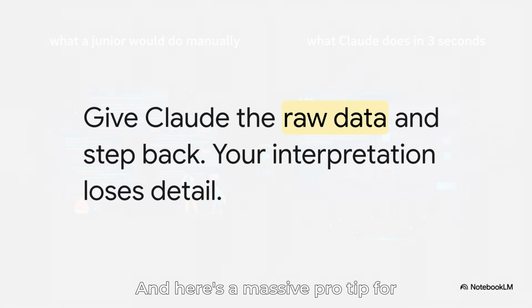And here's a massive pro tip for AI-assisted debugging. Give Claude the raw data and just step out of the way. Seriously, stop summarizing the issue in your own words. When you do that, you're actually adding layers of abstraction and losing the exact technical detail that Claude needs to do its job. So just pipe the raw terminal output, the CI pipeline logs, or literally the raw Slack thread directly into Claude and let it do the heavy lifting.